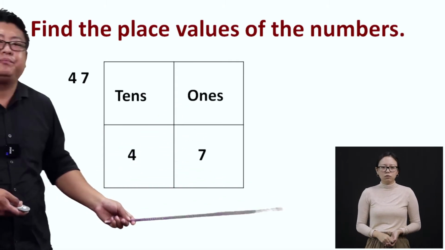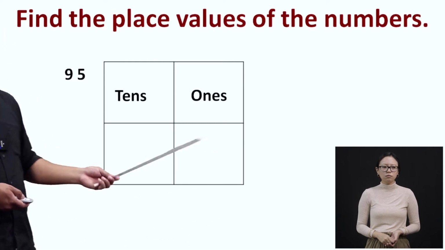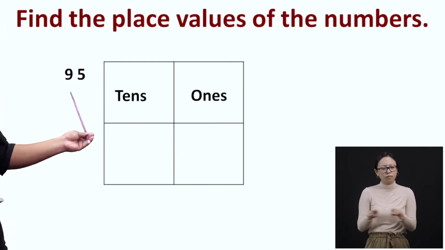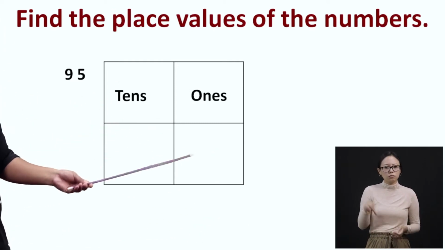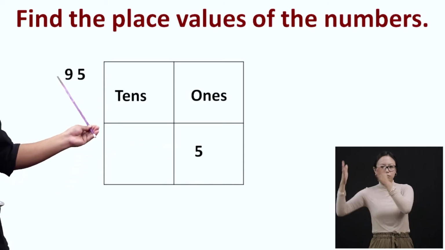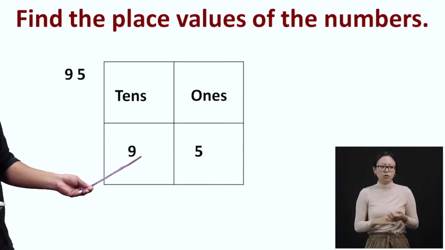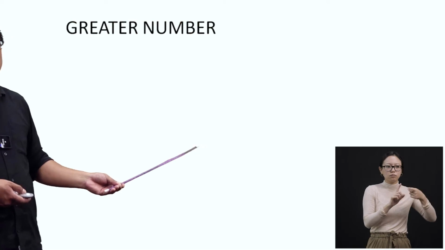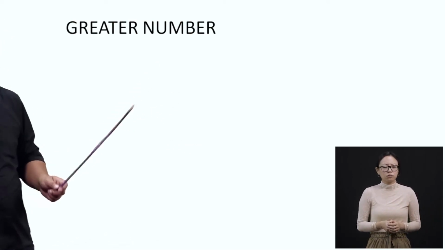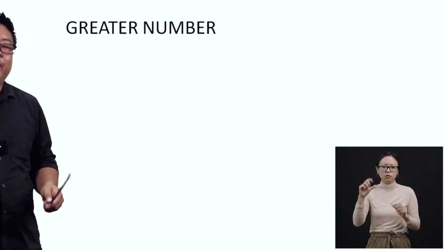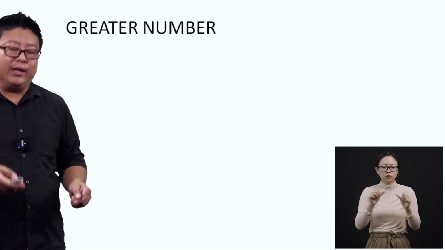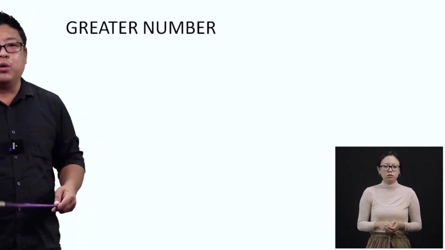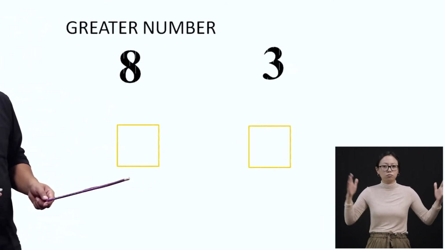All right, children? Now, this is the same thing again. 95. 5 will come in ones place. 9 will come in tens place. So with this, we have already understood the place value. Now we also learned about greater number yesterday. Now what is a greater number and smaller number? So let's take an example.